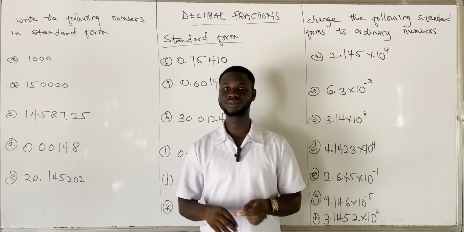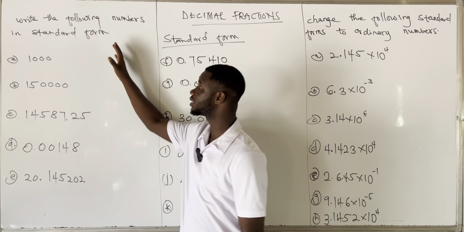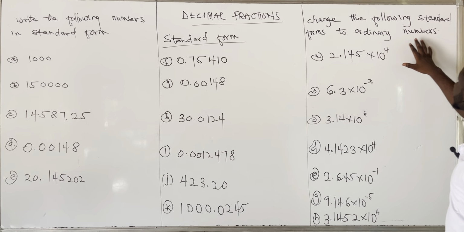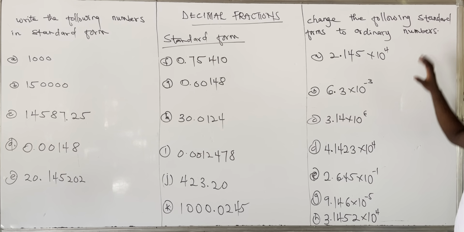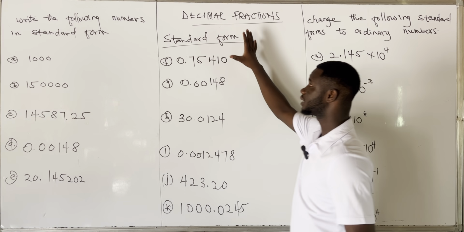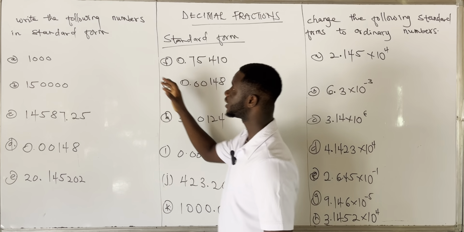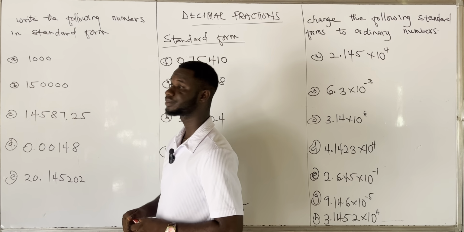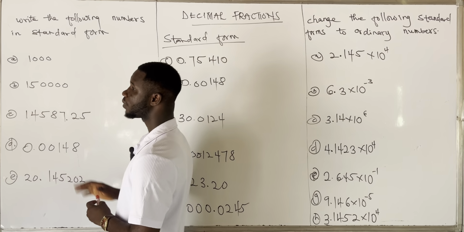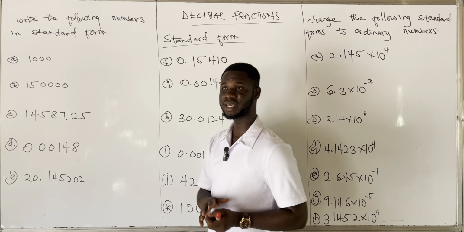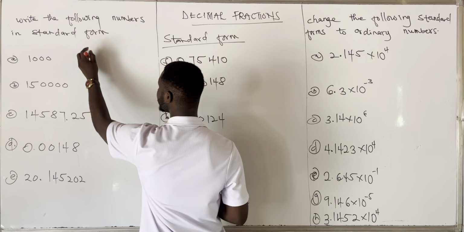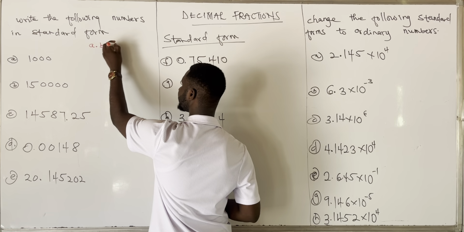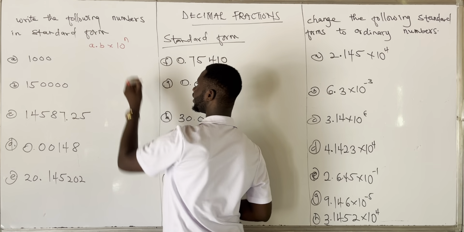Decimal fraction. So we'll be looking at how to write numbers in standard form and also how to convert standard form to ordinary numbers. And so let's start from the standard form, writing numbers in standard forms. So to write a number in standard form means we have to get something of the form a point b times 10 raised to the power n.